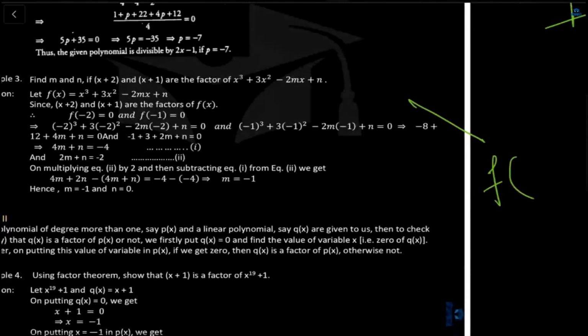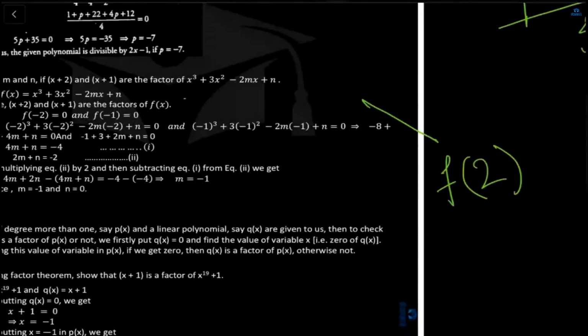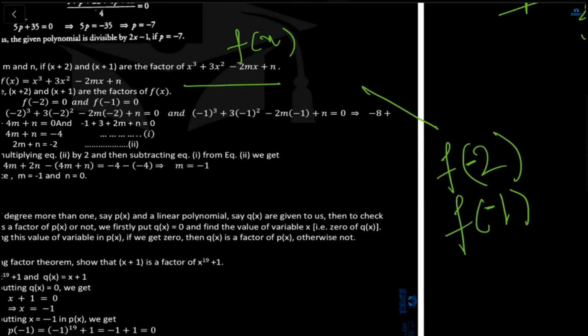See, x plus 2 is a factor of the polynomial. I'm assuming that this is f(x). So you need to find out the value at f(-2) and you need to find out the value at f(-1) also. Sorry, minus 2 and minus 1. Because x plus 2 is a factor, x plus 1 is a factor. And when you find the value at f(-2), f(-1) and equate it to 0, since it is a factor, then you will get two equations. And by solving both the equations, you will get the value of m and n.